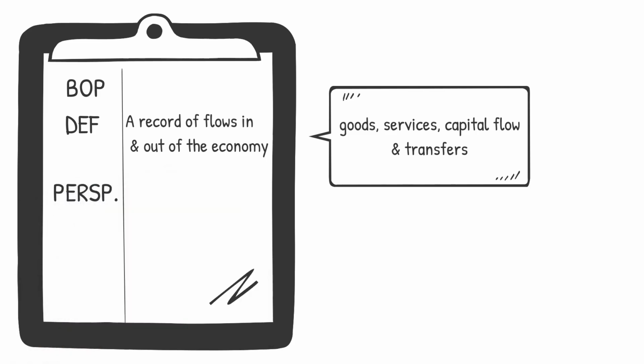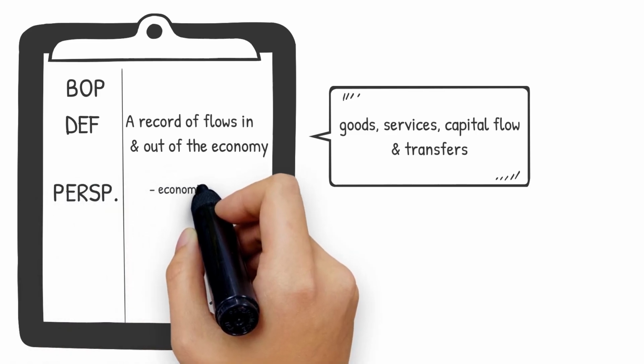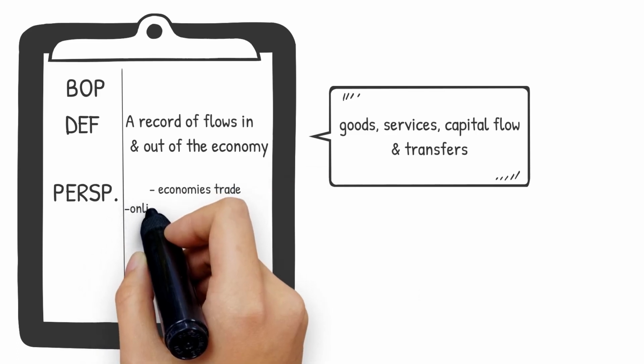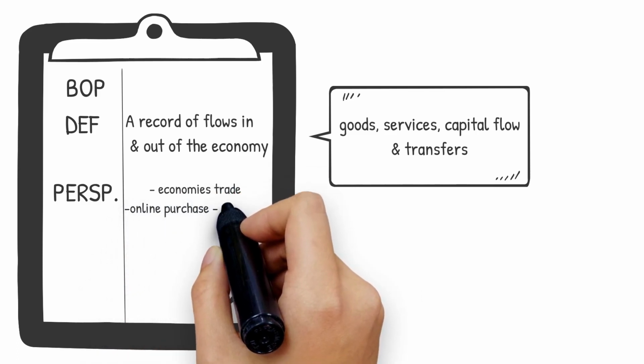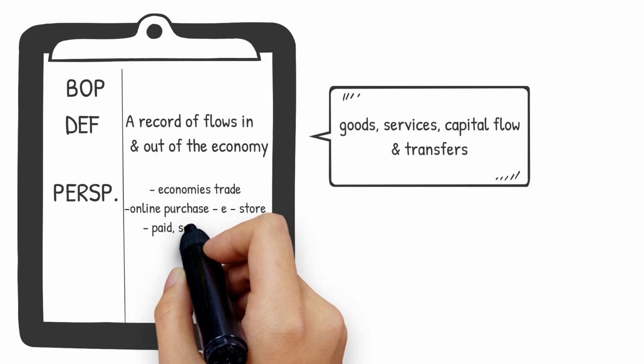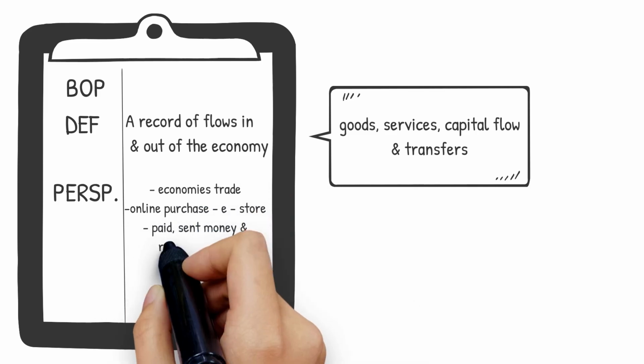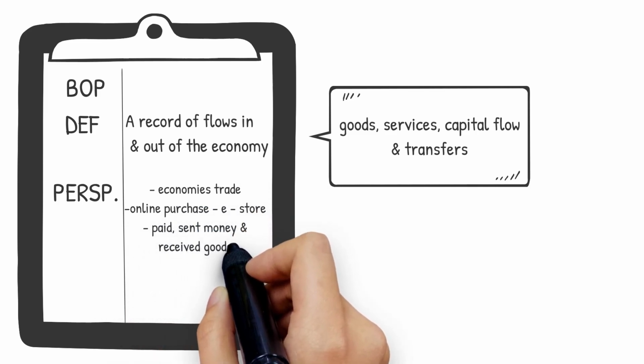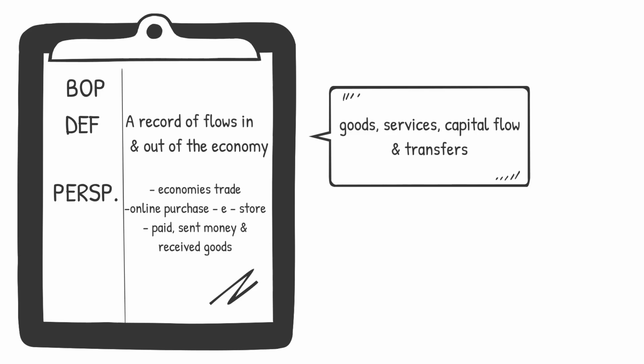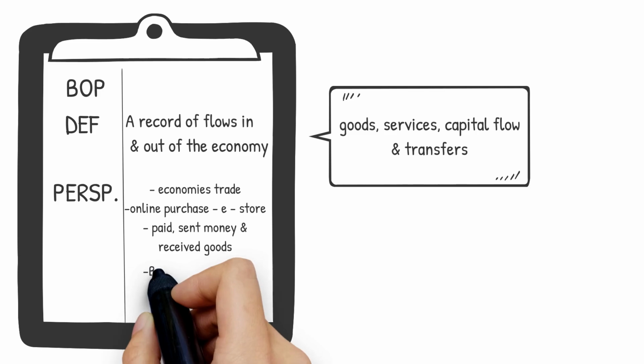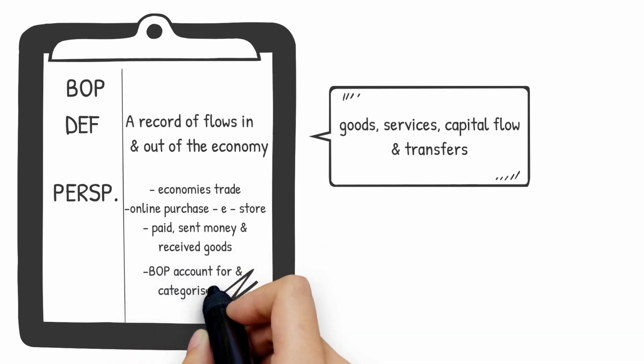Perspective is key. It's how you think about it all. Economies trade with each other. As an individual, when you make an online purchase from an e-store based in China, you have contributed to trade. You have paid, sent your money to a bank in China, and in return, you receive goods. The balance of payments looks to account for and categorize all of these transactions by the economy.